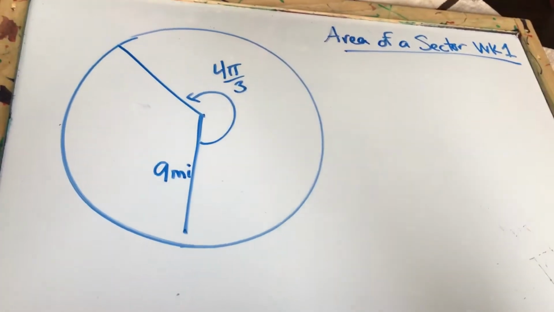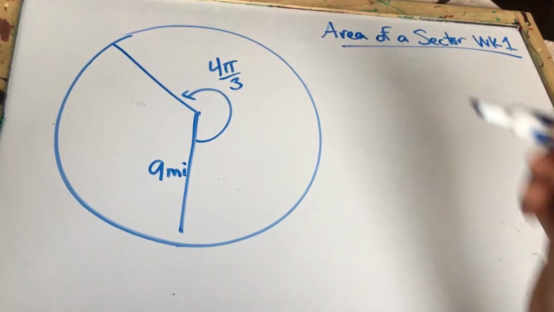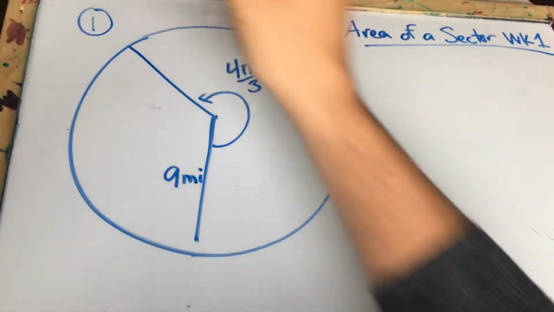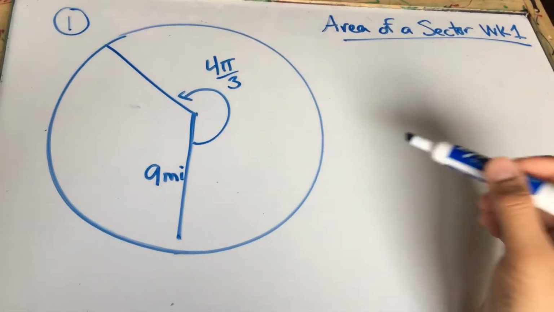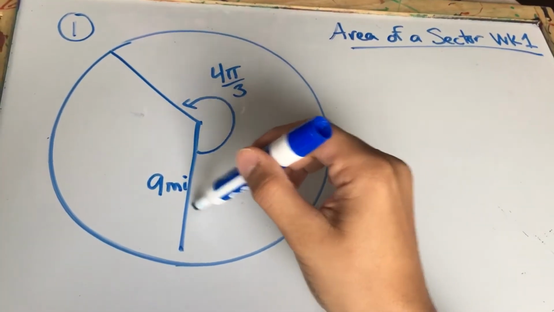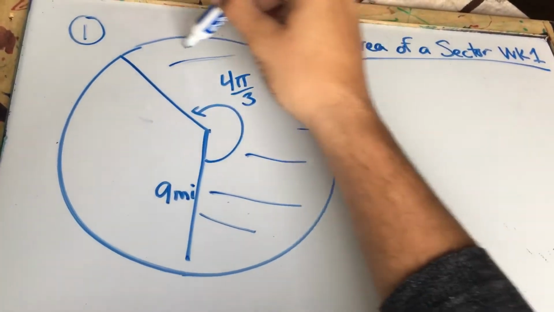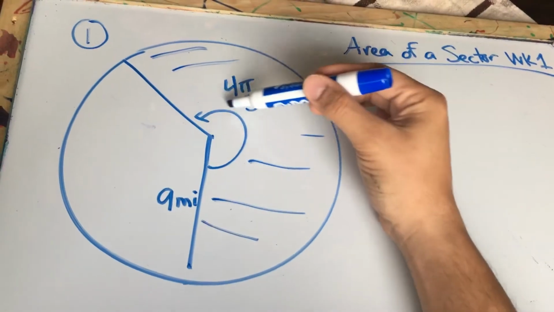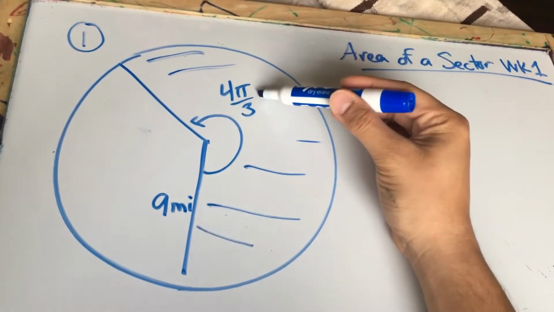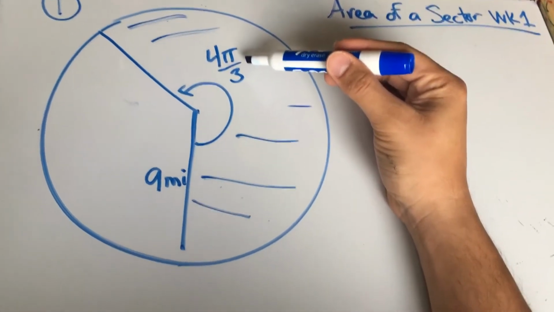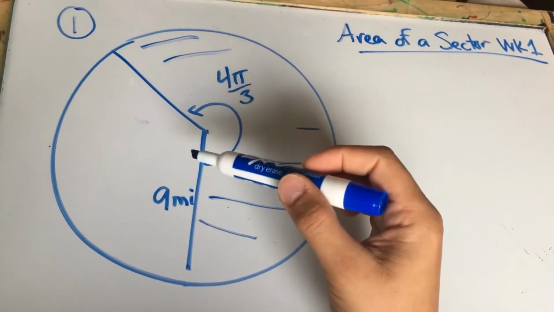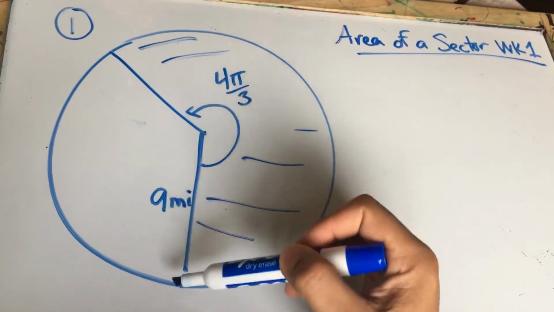All right, guys, so here we have number one on the worksheet that you guys requested. It wants to find the area of this sector. And the thing is that our central angle here is in radians instead of degrees. And our radius is 9 miles.